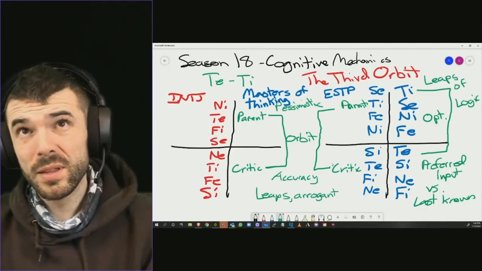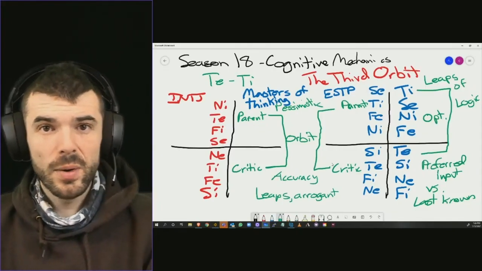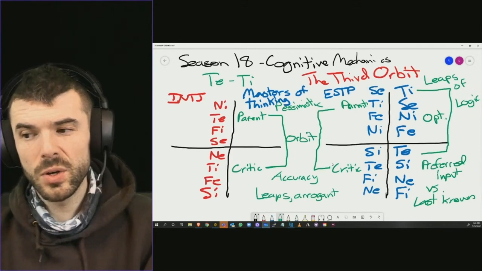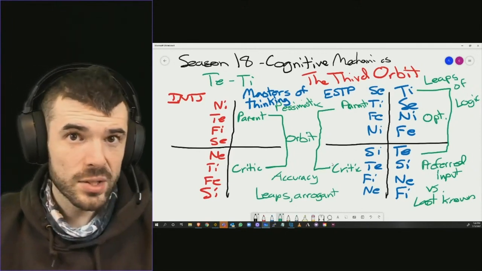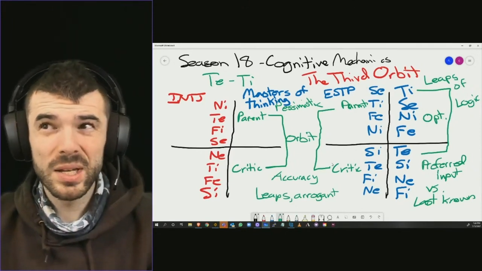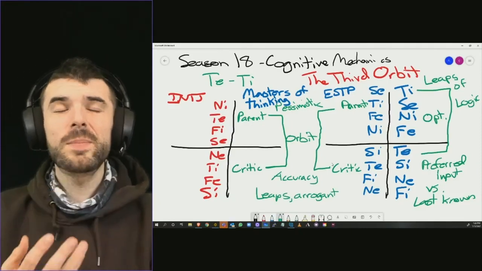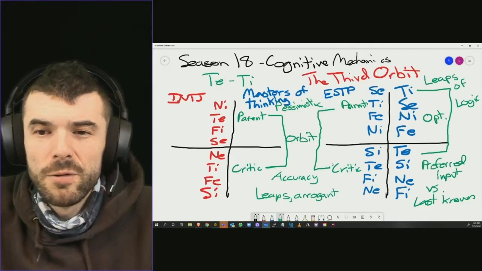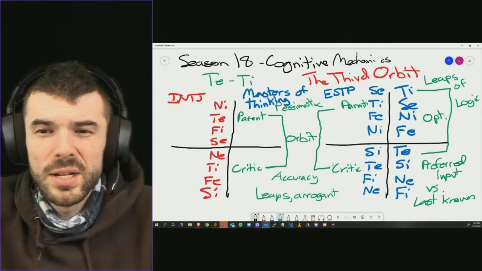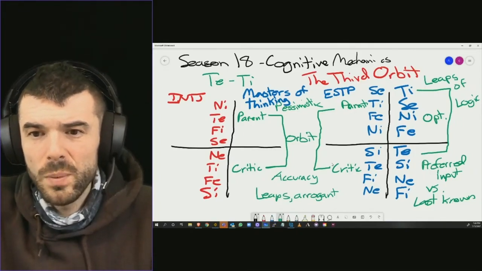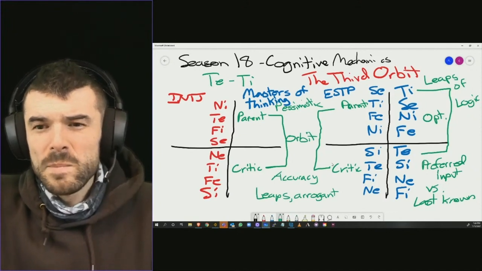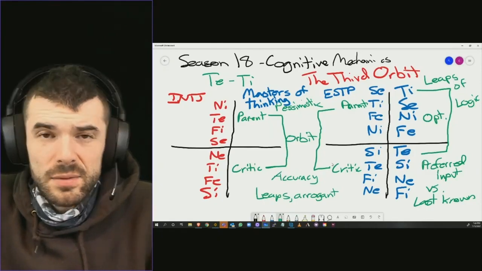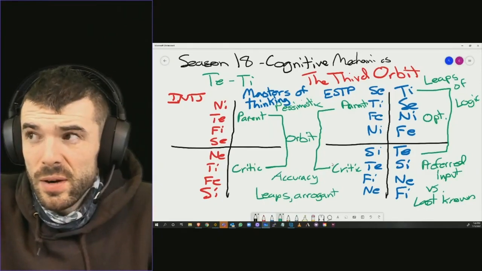So then you have EFPs having a monopoly on morality and ethics, just like IFJs have that monopoly on feeling as well, because they're keeping those decision-making functions pessimistic in there. And as a result of that, there's some issues there.